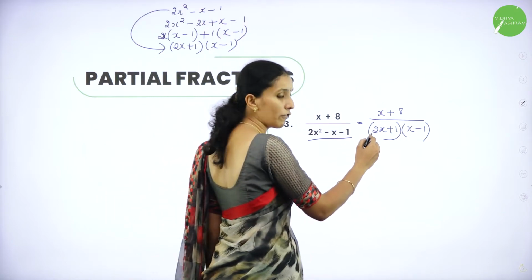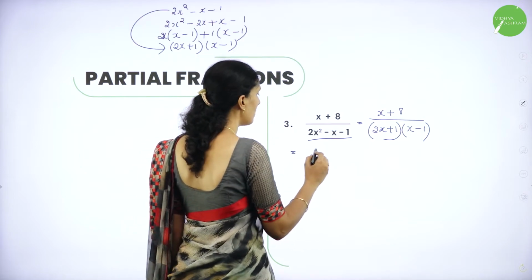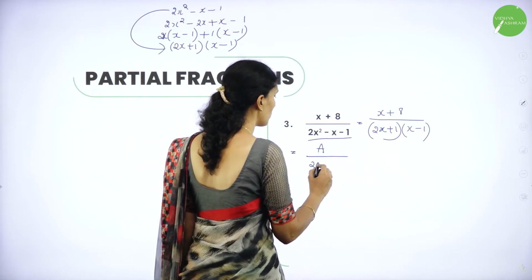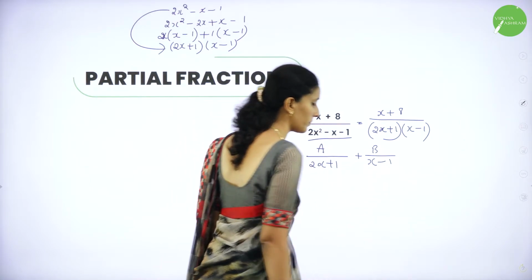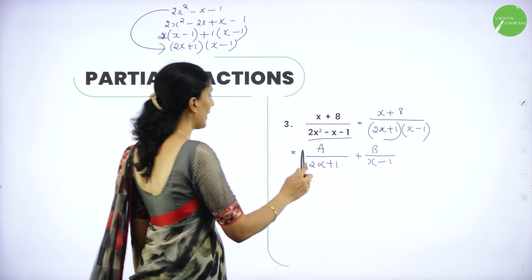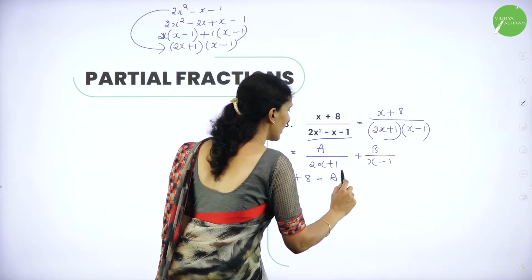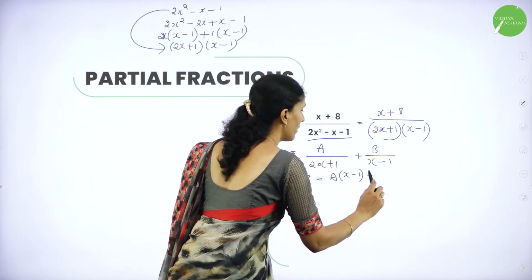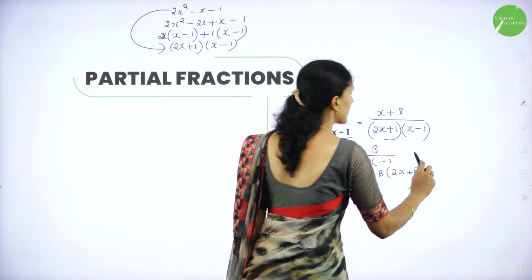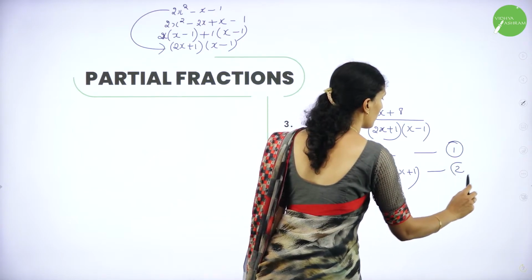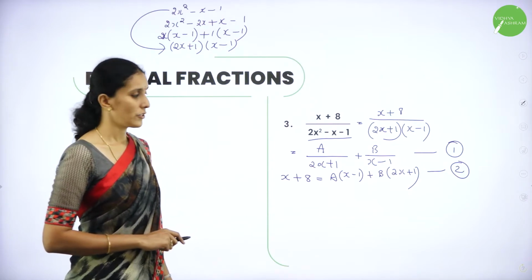Now you have this in the form of x minus a, x minus b. How can you resolve it? As a sum of two partial fractions, a by 2x plus 1 plus b by x minus 1. So directly I'll equate the numerator. x plus 8 is equal to a into x minus 1 plus b into 2x plus 1. So take this as equation 1, take this as equation 2. So to find the value of a and b, equate the linear factors to 0.